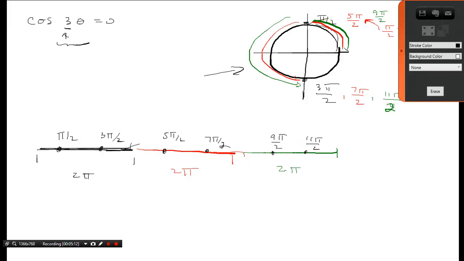And then you're saying to yourself, well, those are just the answers. We're done. Not quite. These are the answers for 3 theta. So I'm going to write them all out here so you see them. 7 pi over 2, 9 pi over 2, and 11 pi over 2. Those are all the answers for 3 theta, not theta. And remember, we have to be inside of 2 pi.